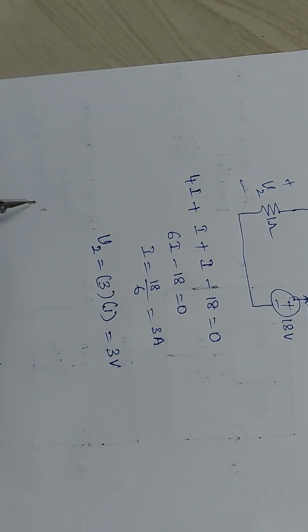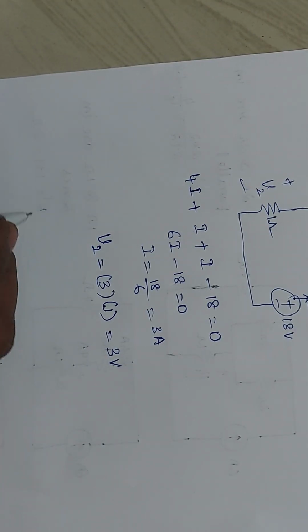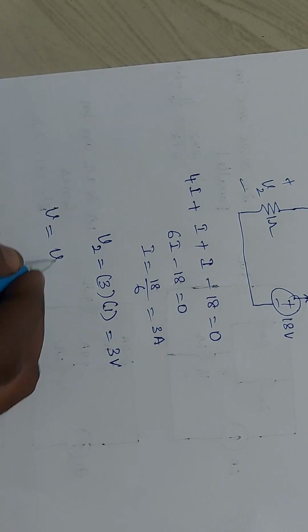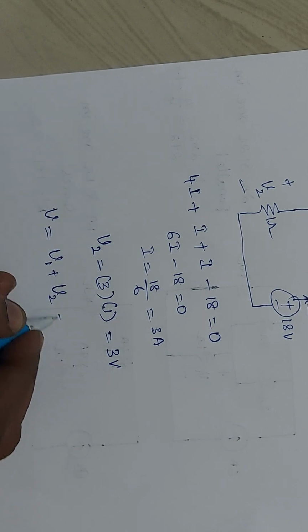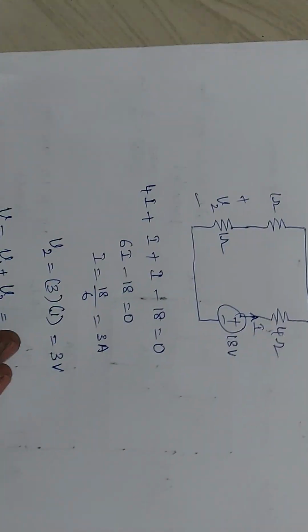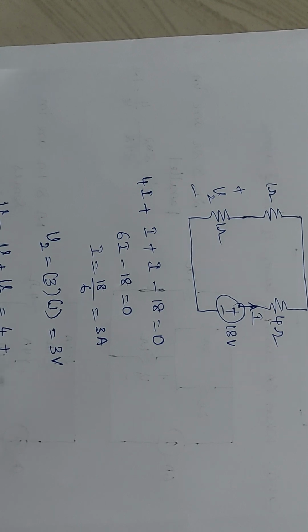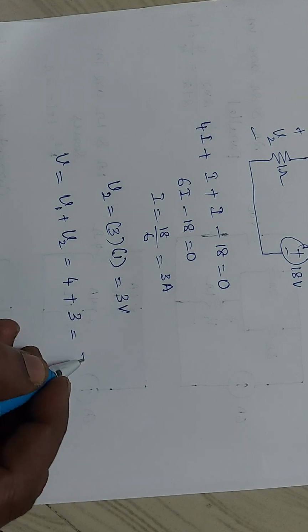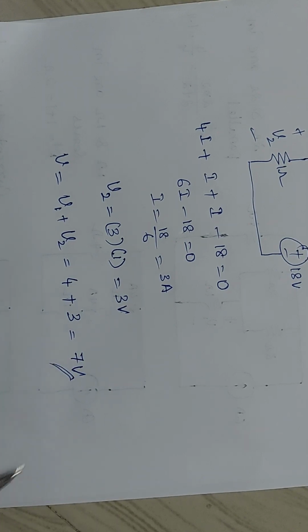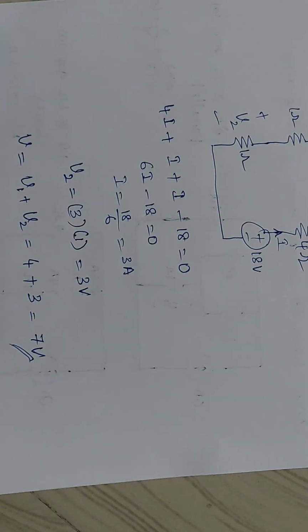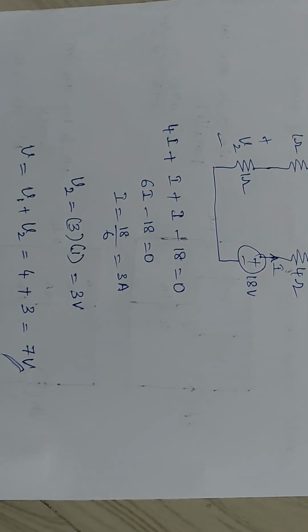So now what is the total response when two sources are acting simultaneously? The total response V is equal to V1 plus V2. What is the V1 value? 4 volts. 4 plus, what is the second response? 3. So 4 plus 3, 7 volts. Okay. So this is the total response we found using the superposition theorem. Okay, thank you.